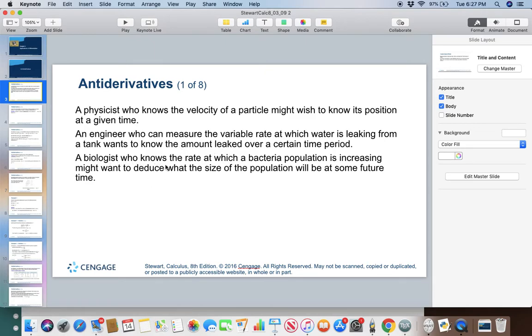Likewise, a biologist who knows the rate at which a certain bacteria population is increasing might want to deduce what the size of the population will be at some future time. So the derivative of population is the rate of population growth or decrease. But what if you know the rate? Can you go back and find the population? That is, you want to go antiderivative.